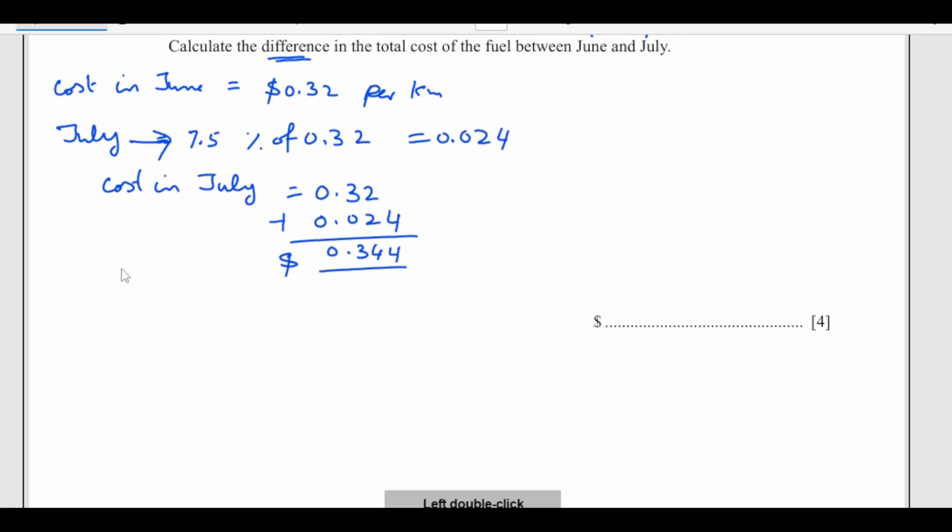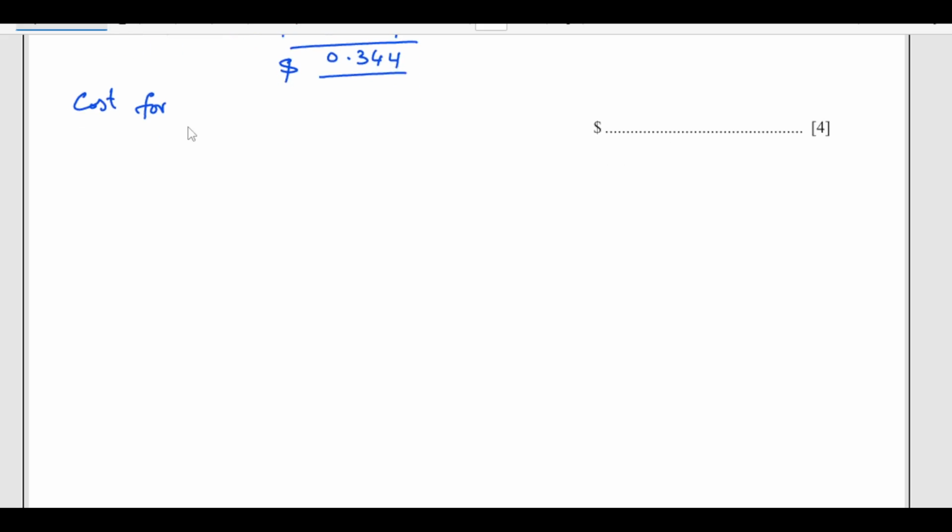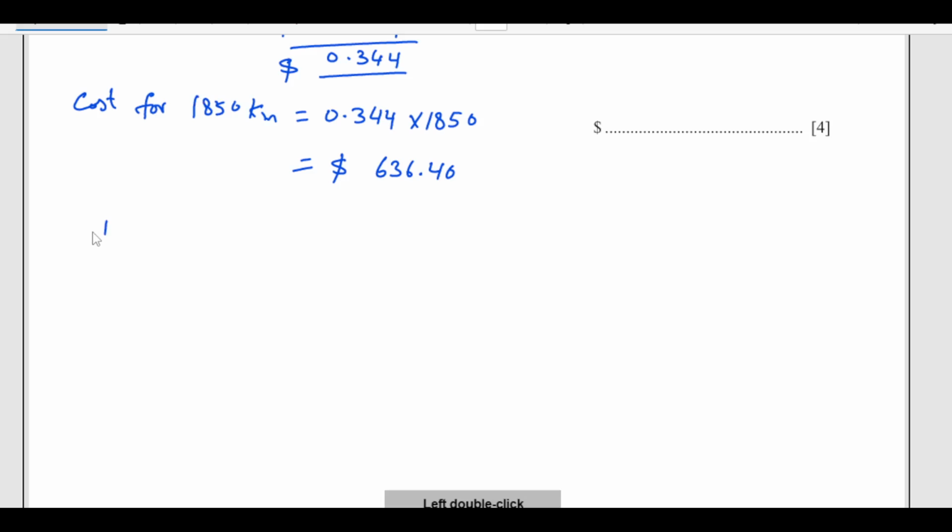We are looking for the cost for 1850 kilometers. 0.344 is for 1 kilometer, times 1850. So this comes out to be $636.40, and we are looking for the difference.